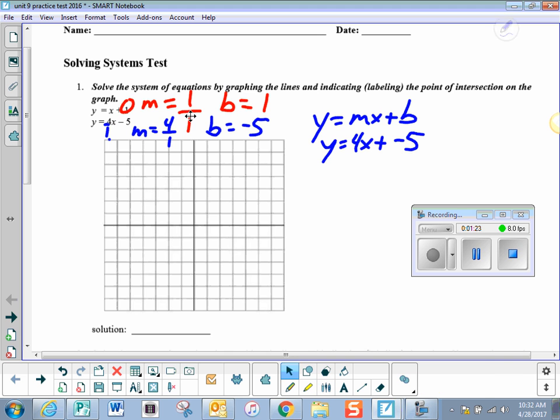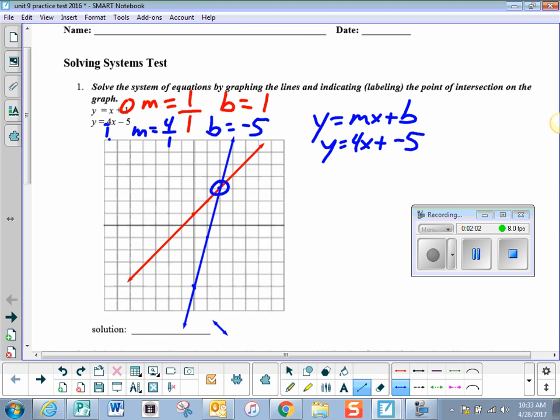So let's graph those. If I graph the first one with a y-intercept of 1, I'm going to go up 1 over 1, and that's my red line. Then I do the same thing with my blue line: y-intercept of negative 5, and I'm going to rise 4, run 1, rise 4, run 1. That always makes me happy when I get a perfect point of intersection right there, because I figure I probably did that right. Actually, that's awesome.